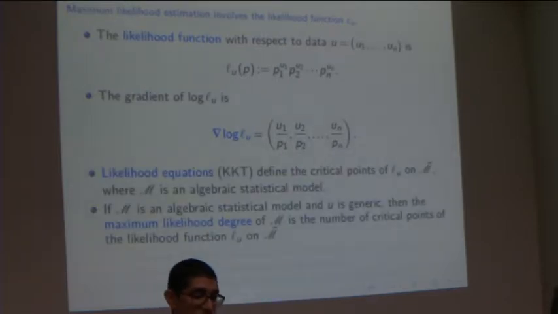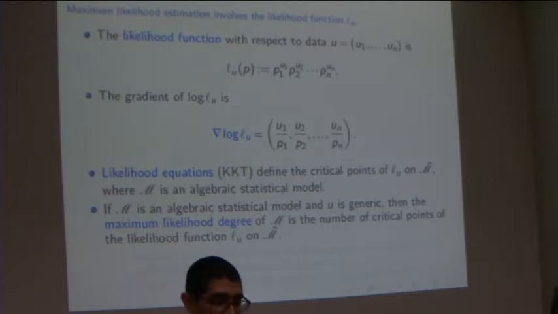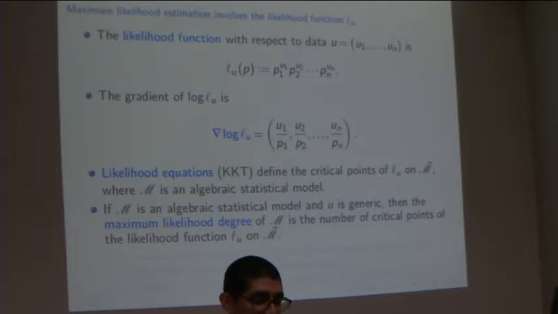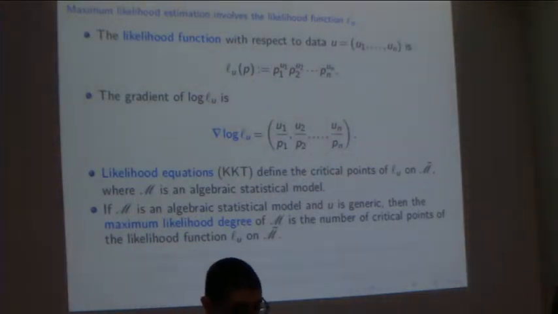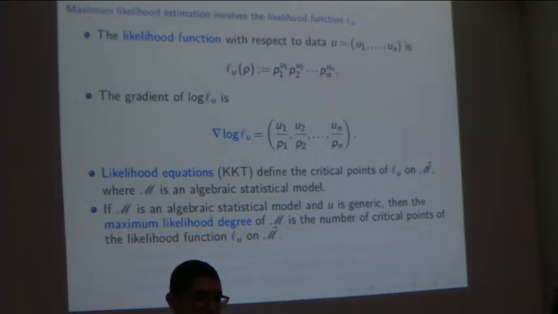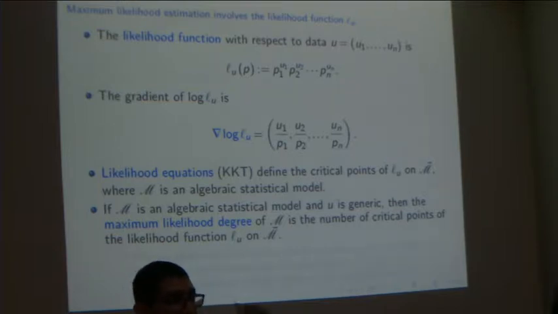The likelihood equations, you can think of these as KKT conditions, define critical points of the likelihood function on our variety, where M is an algebraic statistical model. If M is an algebraic statistical model and U is generic, then the maximum likelihood degree of M is defined to be the number of critical points of this function on the model.